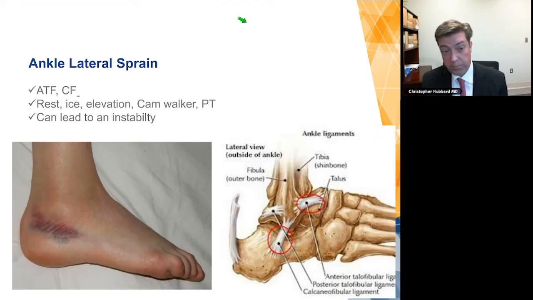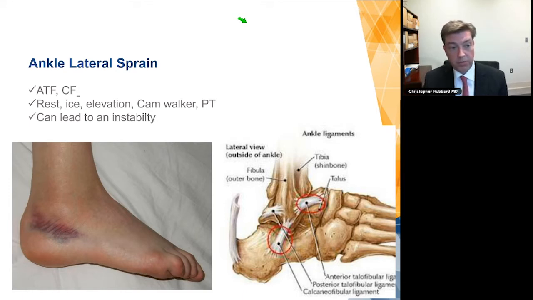So in terms of the lateral ankle sprain, typically it's this bruising, ecchymosis, swelling laterally along the ankle. Typically what's being injured is this anterior talofibular ligament, this calcaneofibular ligament, so those can be partially torn or sprained, can be completely disrupted or torn, so it can be certainly a spectrum of these types of injuries.